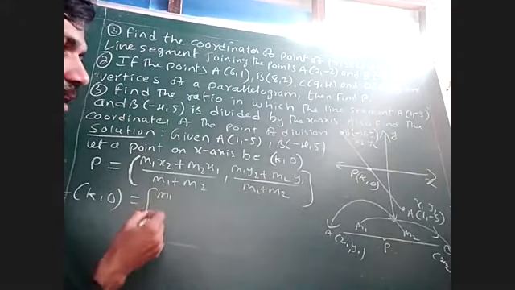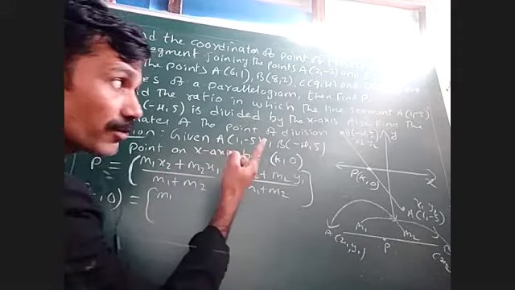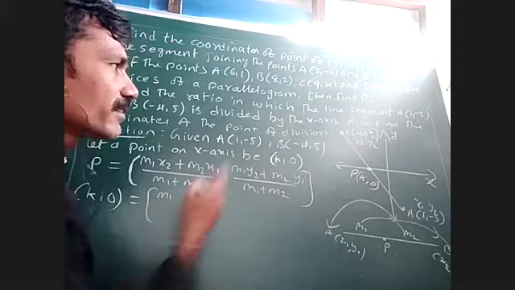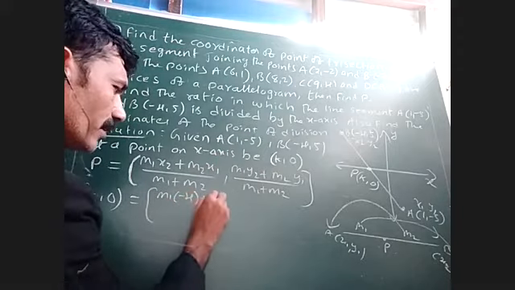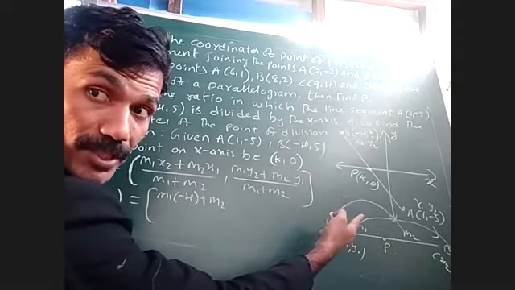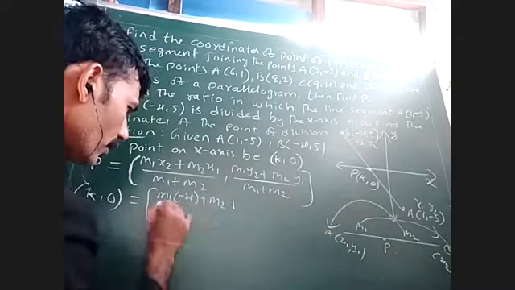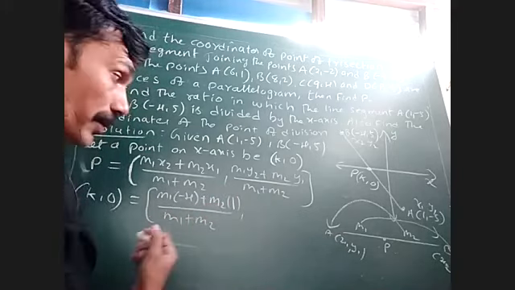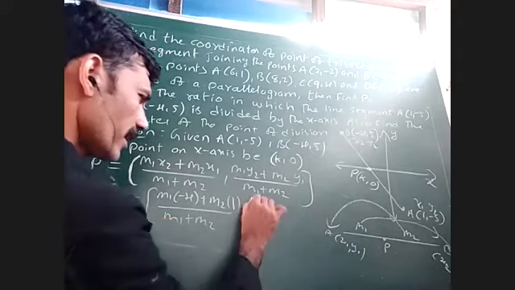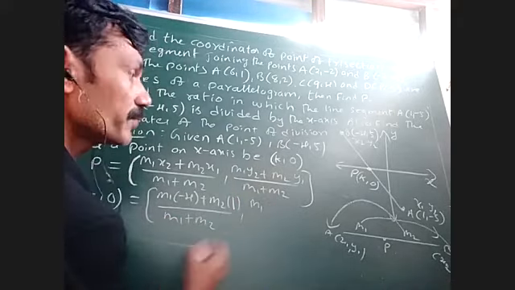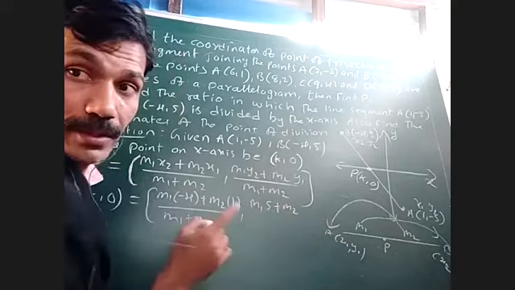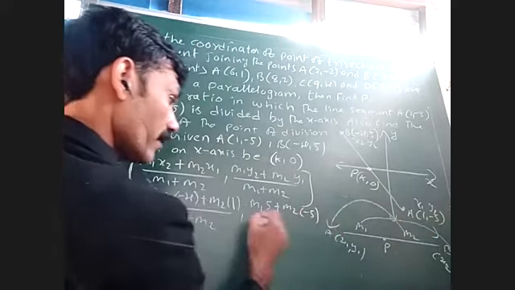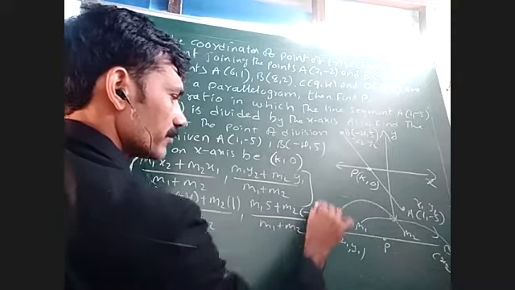m1 we don't know, we'll write x2, that means the abscissa value of point B, the value of the x coordinate. That is -4. m2, we are writing x1, we have to write the abscissa of A, that is 1, whole divided by m1 plus m2. Similarly, how will you write the y coordinate? m1 I will write y2, the ordinate of B, that is 5. m2 times the ordinate of A. What is the ordinate here? -5, whole divided by m1 plus m2.